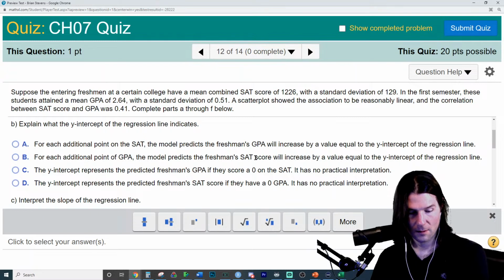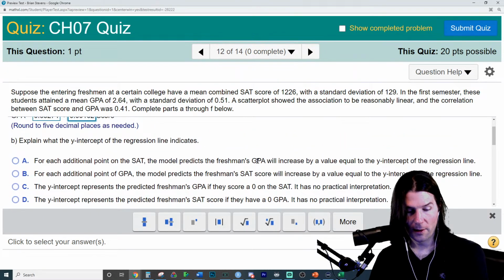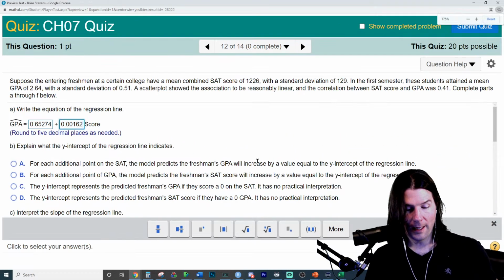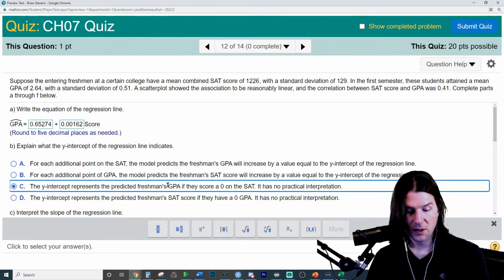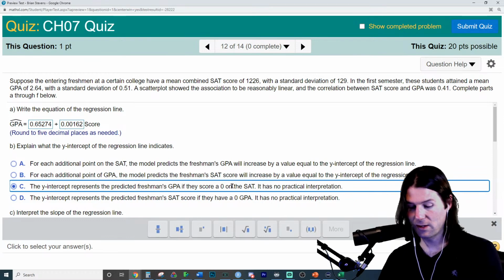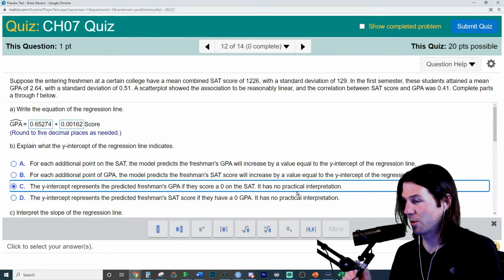Explain what the y-intercept means. This is somebody who has a SAT score of, oh no wait, the y-intercept. The y-intercept represents freshmen who had a 0 score. The y-intercept represents the predictive freshman SAT score. No. Wait. Correct. The y-intercept represents the predicted freshman's GPA score. If they scored a 0 on the ACT, it has no practical interpretation.